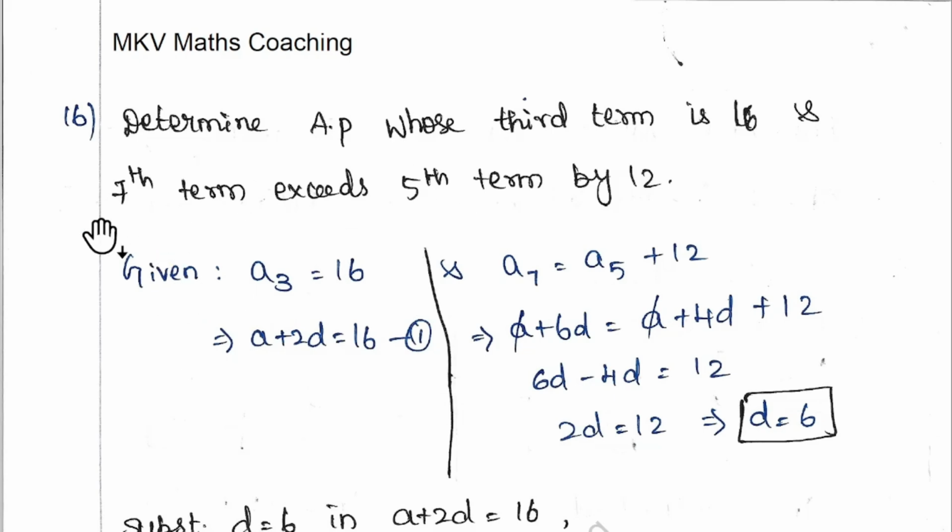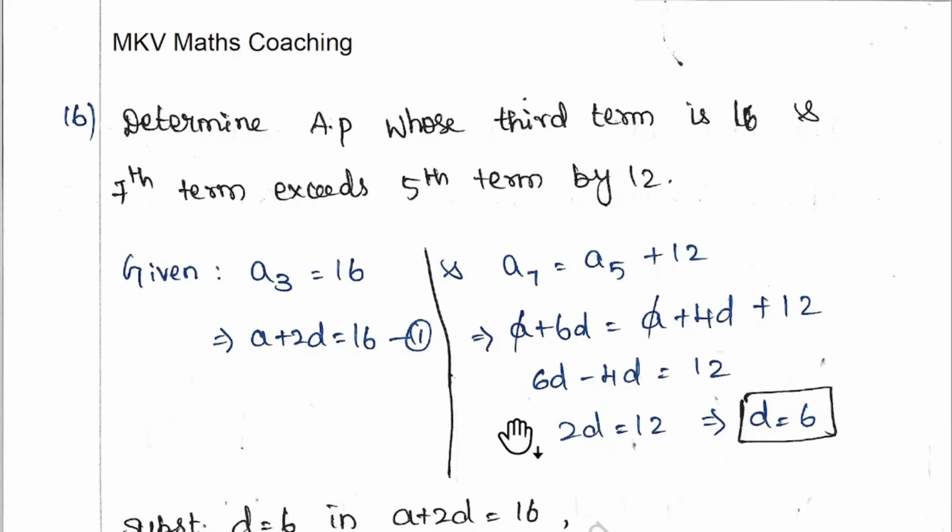So you get one equation here. And next given data is seventh term. Seventh term is A7, right? Exceeds the fifth term by 12. So fifth term plus 12, which is A5 plus 12. Seventh term A7 is equal to A5 plus 12. Just expand this. A7 is A plus 6D, A5 is A plus 4D, plus 12. A you can get cancelled, no? 6D minus 4D will give you 2D is equal to 12.